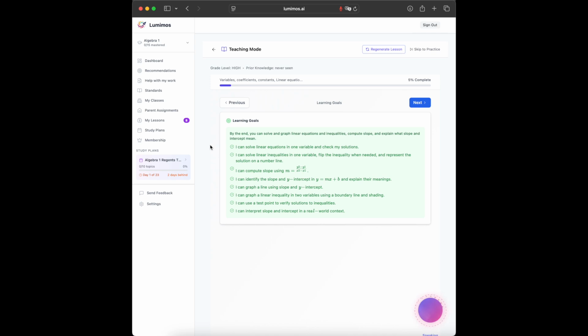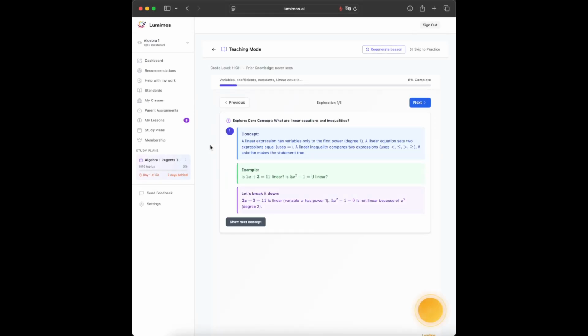Perfect. Now, let's look at what we're going to learn today. By the end of this lesson, you'll be able to solve and graph linear equations and inequalities, compute slope, and explain what slope and intercept mean. Here's what that breaks down into. You'll be able to solve linear equations in one variable and check your solutions, solve linear inequalities, and know when to flip the inequality sign. Compute slope using a formula, identify slope and y-intercept in equations and explain what they mean, graph lines and inequalities, and interpret these concepts in real-world contexts like that mobile plan. Does that sound good? Ready to explore these concepts?